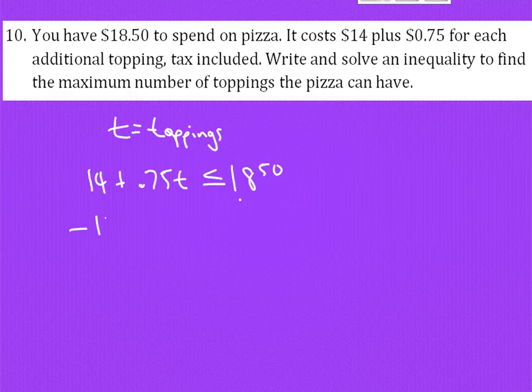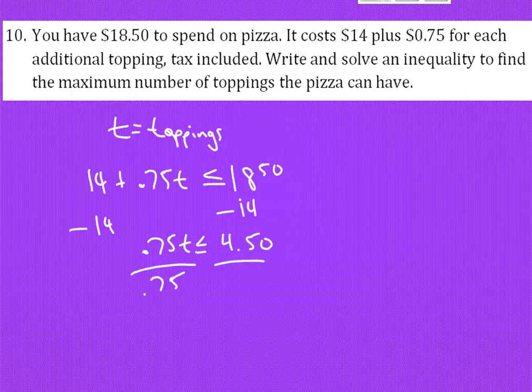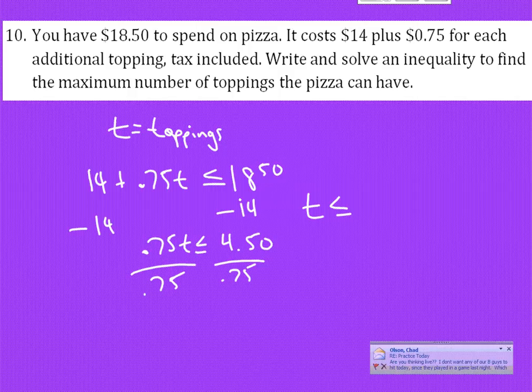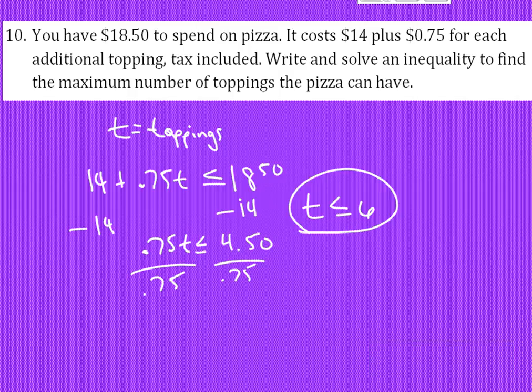So now subtract 14, subtract 14. So 75 cents a topping is less than or equal to $4.50. Little division. So your topping is less than or equal to 6 toppings. That's all you get, 6 toppings. So that is the most number you can get with that.